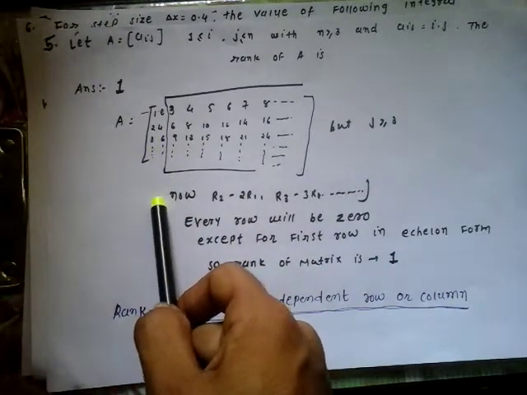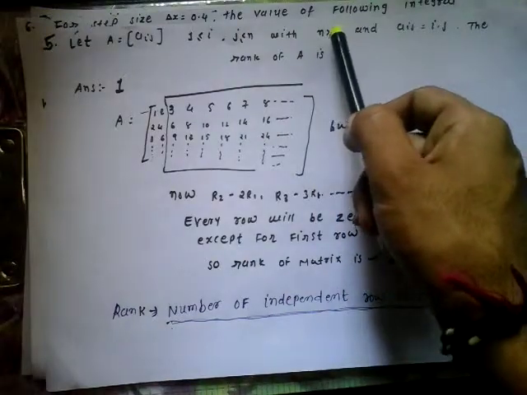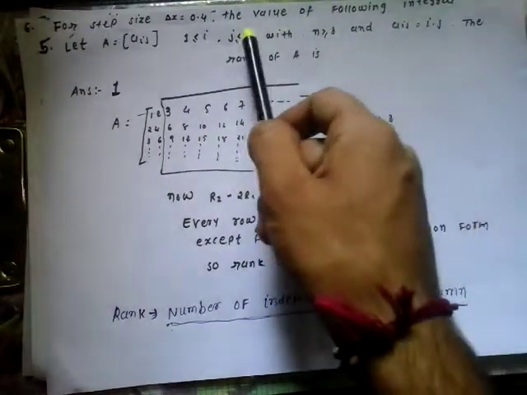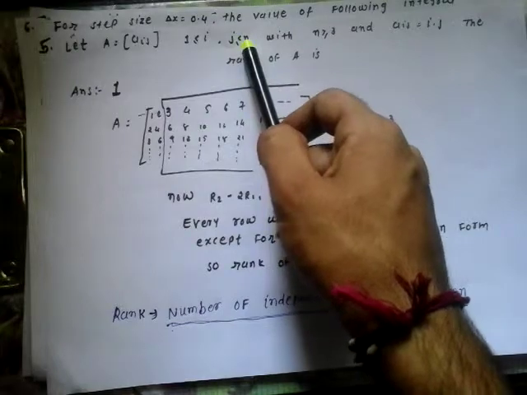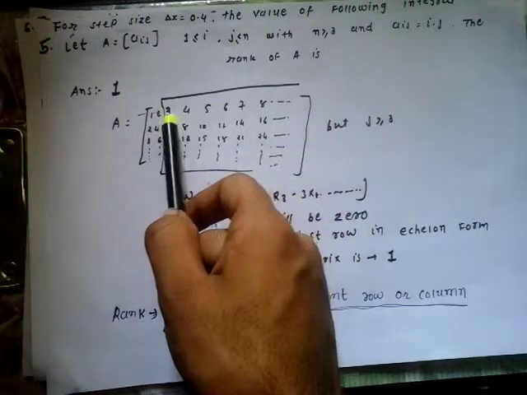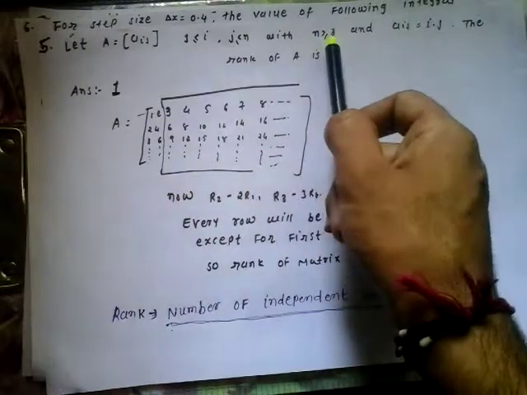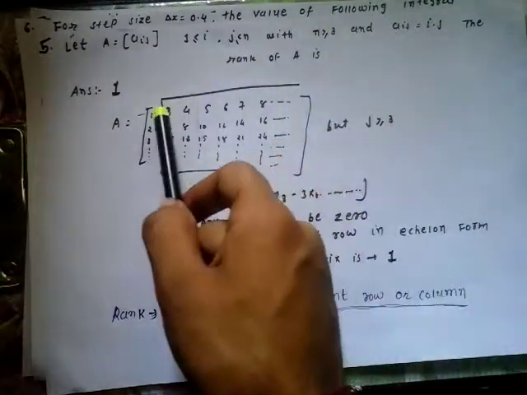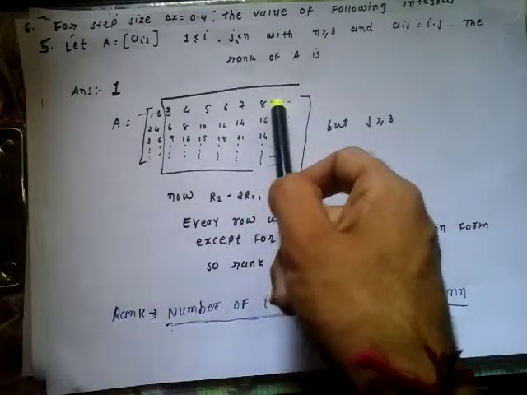But what is our condition? Yes, given that n is greater than or equal to 3 and j is less than or equal to n. So our matrix will start from 3 onward, because n is greater than or equal to 3.